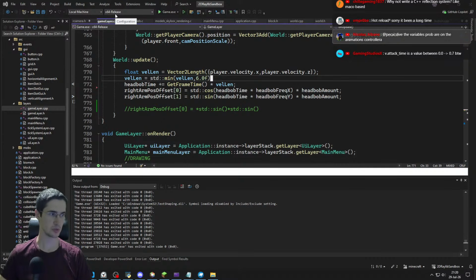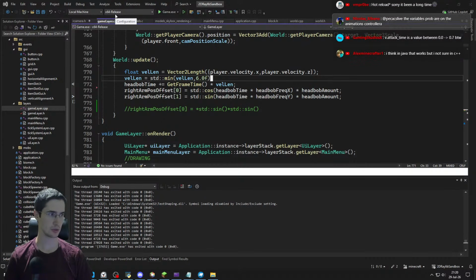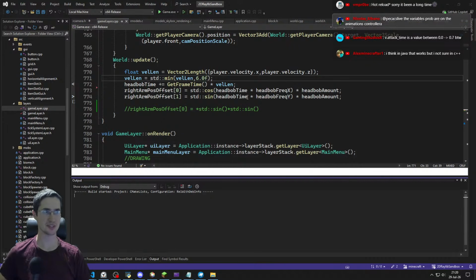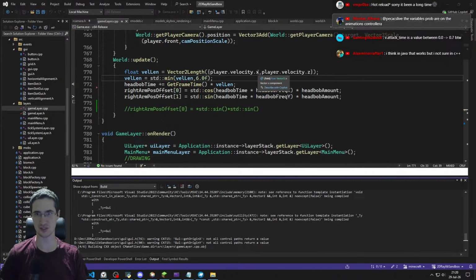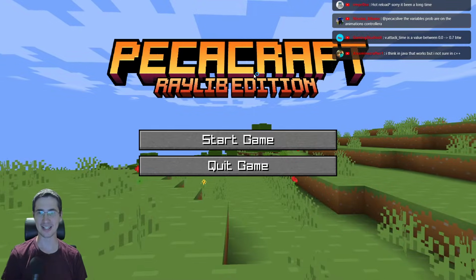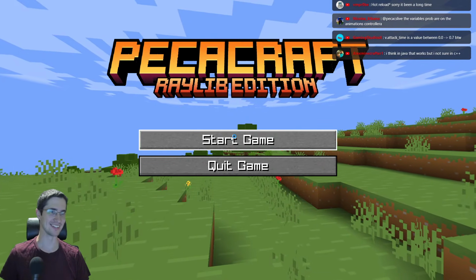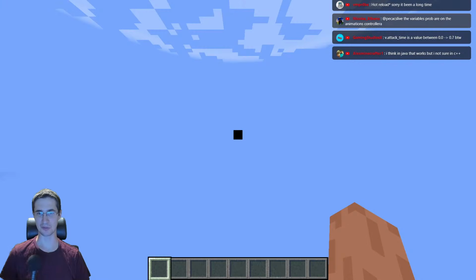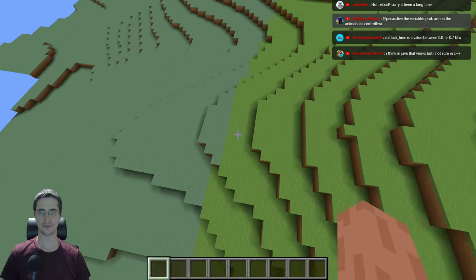Attack time value between 0 and 0.7. Variables probably on the animation control. In Java, this works, but not sure. Yeah, in Java it works for sure. In C++, I'm not sure. But let's try it, chat. It's worth trying out if we can change the code in real time. If we can do that, then, man, we can make a lot of progress really fast.